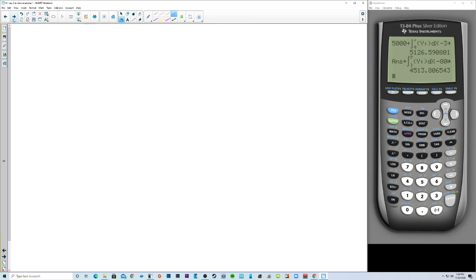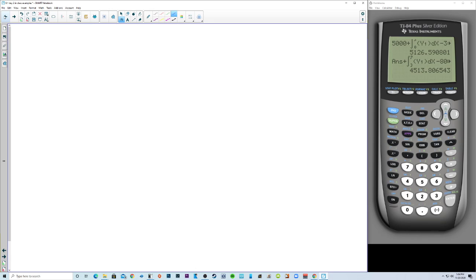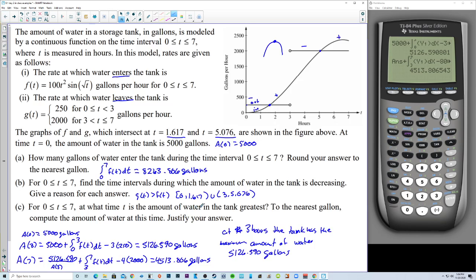Let's look at the rubric very quickly. Did it say to the nearest gallon? Should I have been doing that? To the nearest gallon. So we would say, rather than this, 5,127 gallons. And the integral, I should have had 8,263, 64 gallons. There we go. Now I fixed it a little bit.